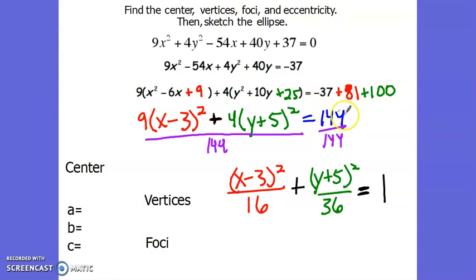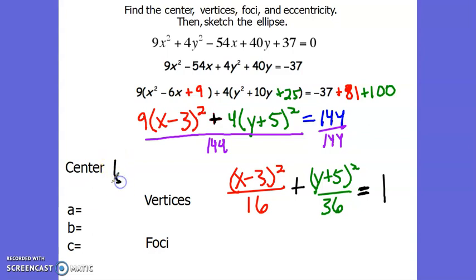The right side ends up being 144. On the left, we've got 9. Again, we factor to those perfect squares, so 9 times x minus 3 squared, plus 4 times y plus 5 squared. And in the end, remember, we want to be equal to 1 for our formula. So I divided by 144. Simplifying, 9 over 144 is 1/16. 4 over 144 being 1/36. From there, we can judge the rest of our information.